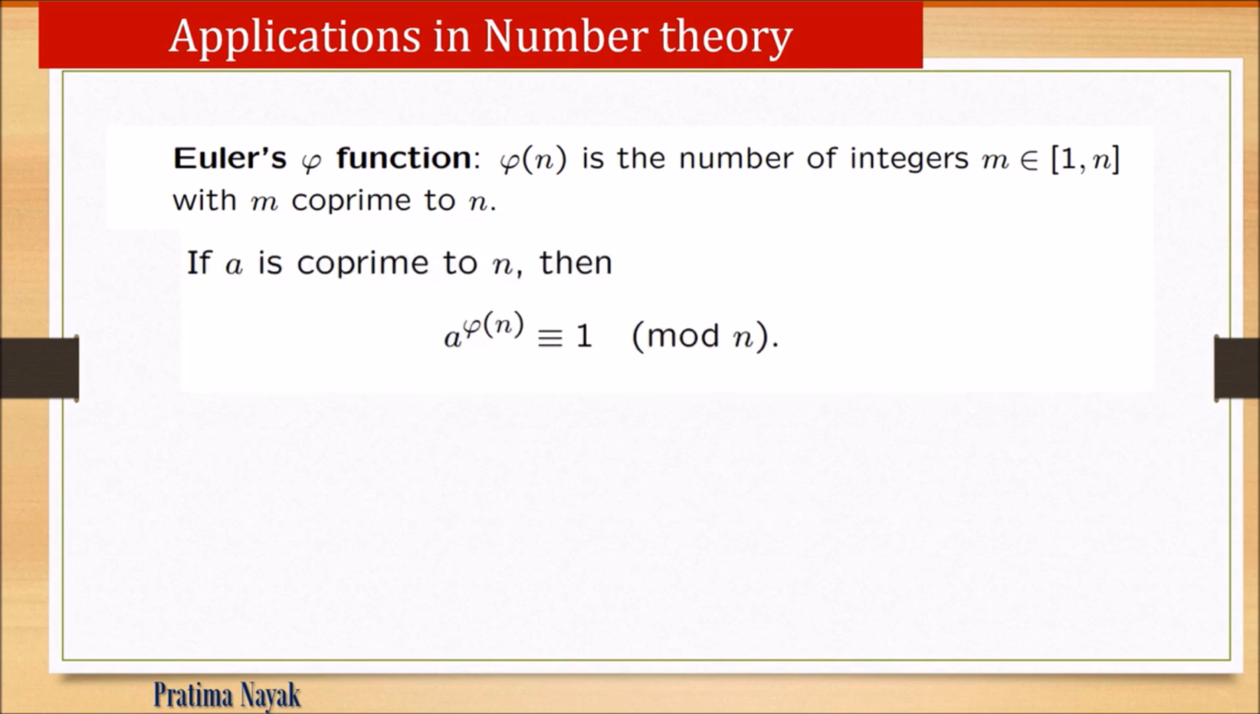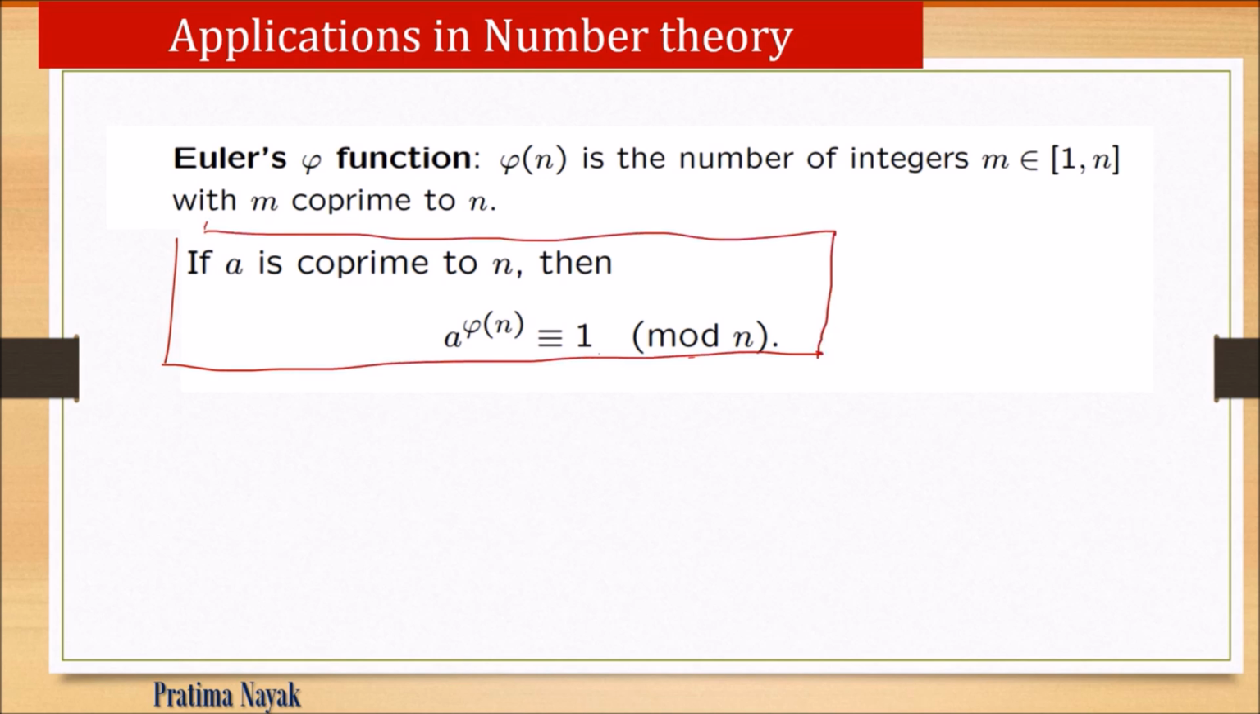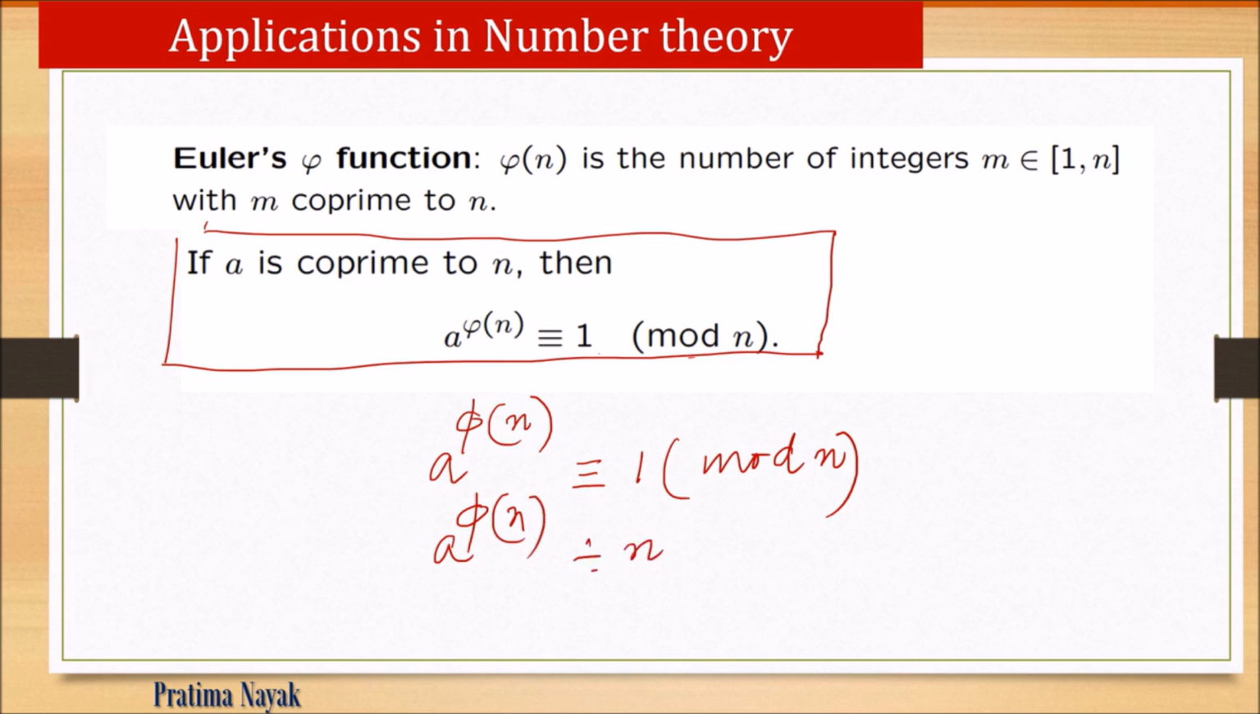Now how is it used in number theory? If a is co-prime to n, then a power phi of n is congruent to 1 modulo n. This is our application in number theory. For any number a co-prime to n, we can write a power phi of n is congruent to 1 modulo n. That means a power phi of n, when divided by n, gives 1 as a remainder.